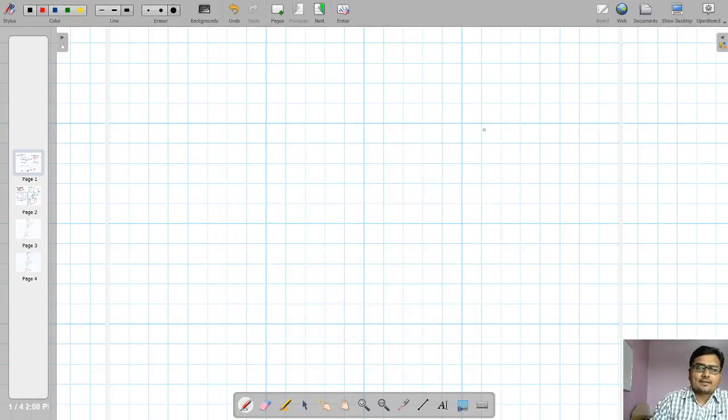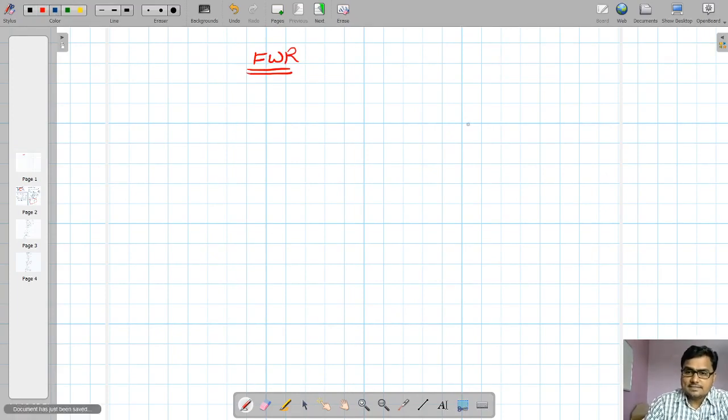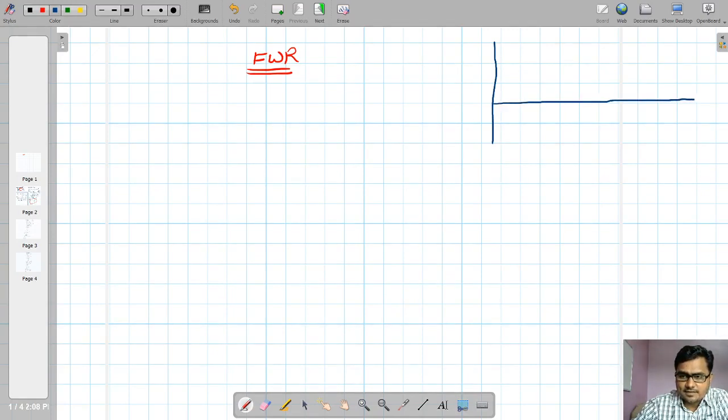Hello all. Let us start with the analysis of full wave rectifier. Before that, we have seen the circuit diagram of full wave rectifier, then its waveform, the full wave center-tapped rectifier. We have seen its operation, how I'm getting that kind of waveforms.